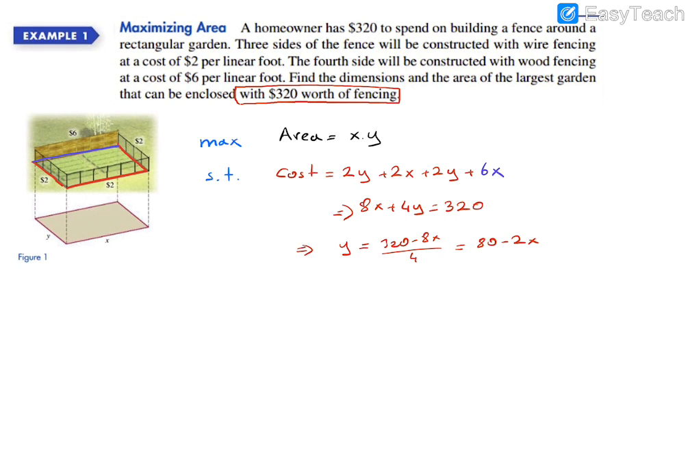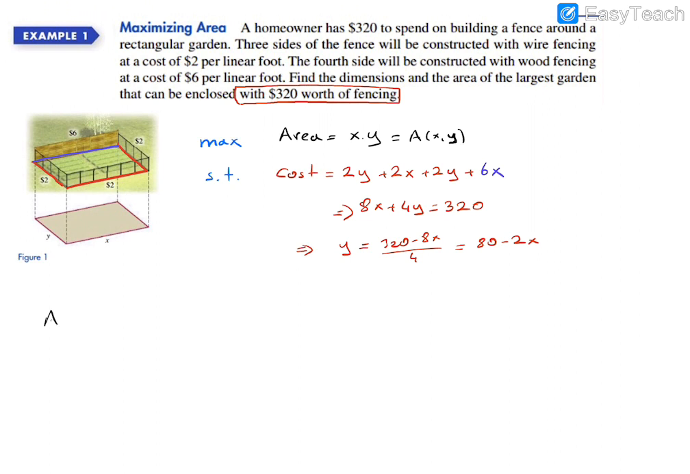So, by replacing x in the area, we can obtain the one variable function. This is a two variable function. Area depends on x and y. If you don't know what a two variable function is, maybe you are not familiar with this notation, but area depends on two variables x and y. So, by replacing y with 80 minus 2x in this equation, we obtain a one variable function.